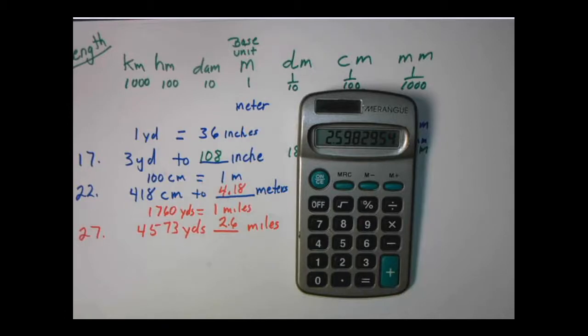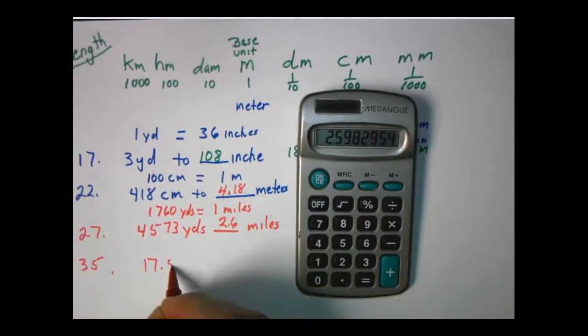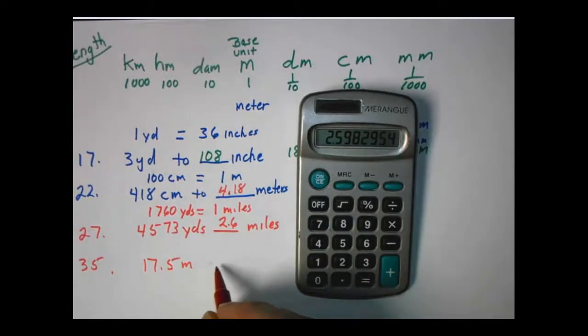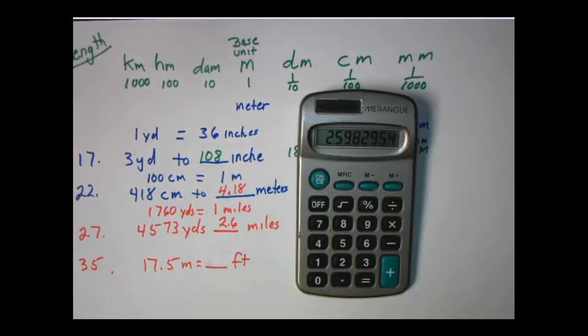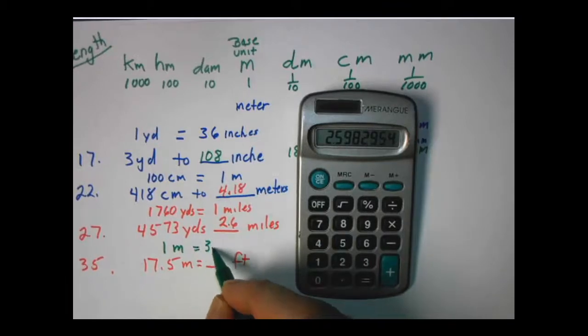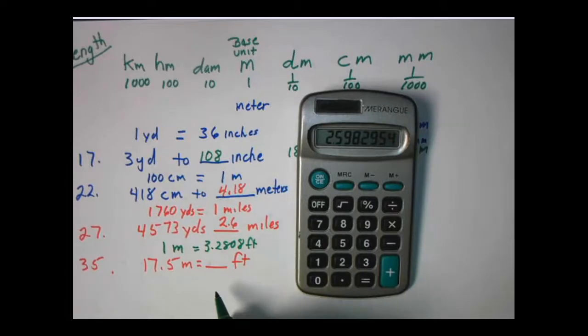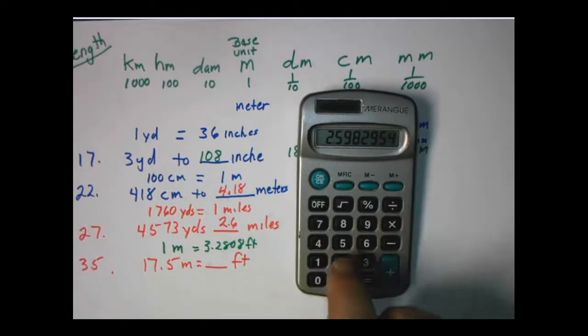Let's do another one of those. Let's do 35. We have 17.5 meters, and we're going to convert that to an English unit of feet. All right? So we're going to need to get a conversion chart. The conversion chart that I would use is on page 494, and there it lists that 1 meter is equal to 3.2808 feet. So I have my conversion then, so I can cross multiply and divide.